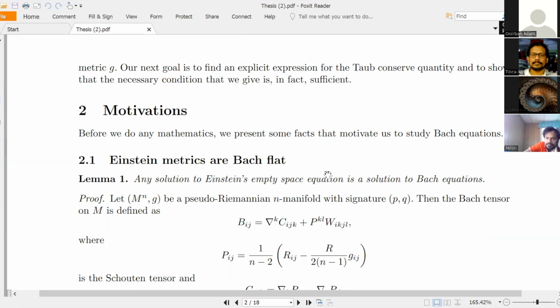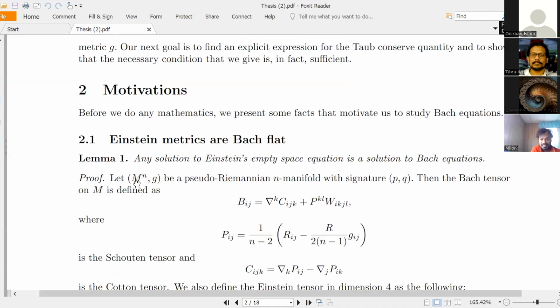In some sense, Bach equation is a generalization of Einstein's equation, Einstein's field equation. Well, I'm not super precise. I need to be careful what I mean. You can prove, I'm going to show the proof, any solution to Einstein's field equation is also a solution to Bach equation. Another way of saying it, the space of solutions of Einstein equation is contained inside the space of solutions of Bach equation. So in some sense, if you think about all the solution space of Bach equation, it has more solutions. So here is the lemma, the first lemma, what I stated.